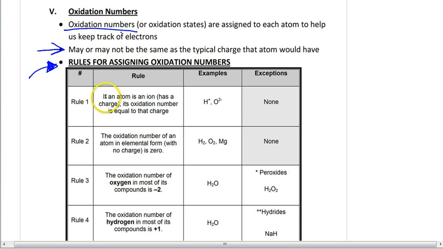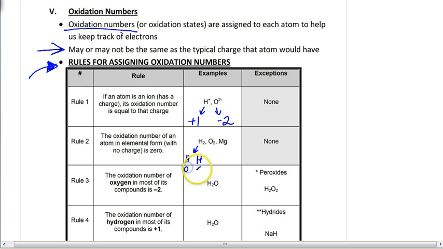So if an atom is an ion, so that's represented by having a charge, that oxidation number for the atom is going to be the same as its charge. So this hydrogen has a plus, so it has an oxidation number or oxidation state of +1, whereas the oxygen would be a -2 oxidation state. Now rule number 2 says that if an atom has no charge, if it's just an element by itself, it has no oxidation number. So here we've got 2 hydrogens.